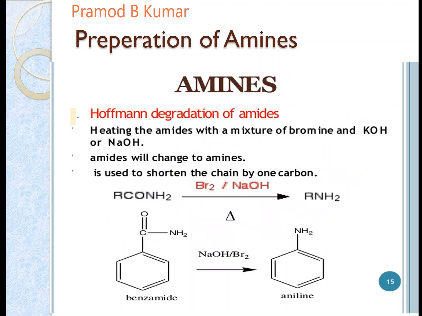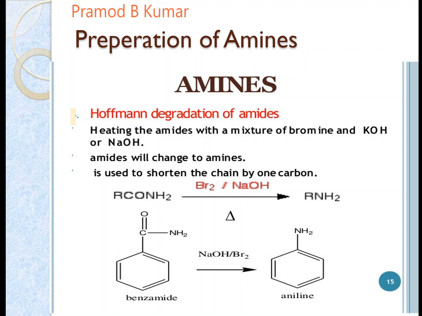Next method is Hofmann's degradation of amide. You might have studied this Hofmann's degradation, where an amide, on treatment with sodium hypobromite, that is a mixture of bromine and NaOH, alkaline bromine solution, gets converted into your amine. So this is how you can convert a benzamide into your aniline using Hofmann's degradation reaction.